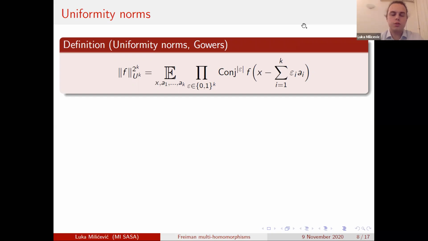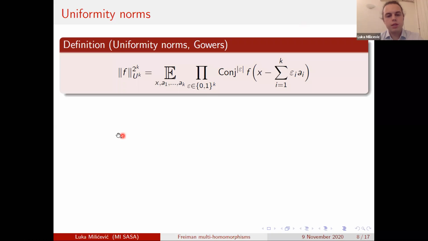So if your function has a small uniformity norm of order k, that essentially means that f behaves quasi-randomly on objects of complexity k minus 2, whatever that means. But for example, in the case of arithmetic progressions, you can think of an arithmetic progression of length k as having complexity k minus 2. So if you have small uniformity norms, you can count arithmetic progressions efficiently, essentially.